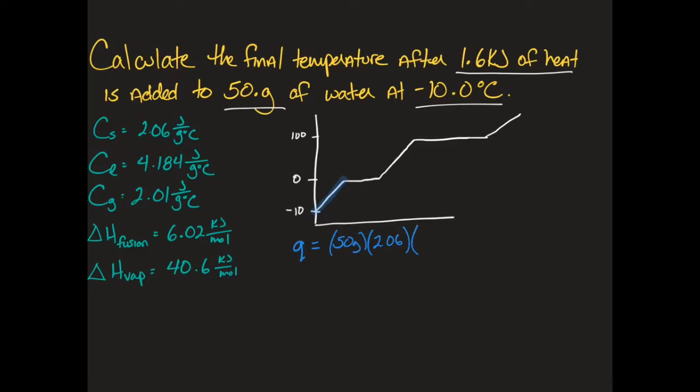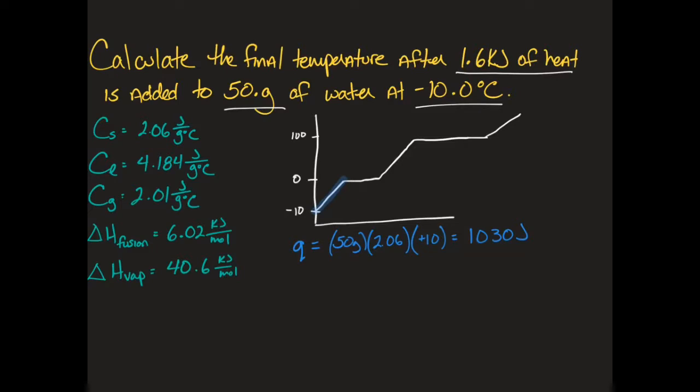And then the delta T is going to be T final, which is 0, right? That would be the final temperature if we heat it up here. So 0 minus the initial temperature, which is -10. That's prescribed in the problem. So 0 minus -10 is a +10. That's our delta T. Okay, and if I've done my calculation correctly here, that's 1,030 joules.